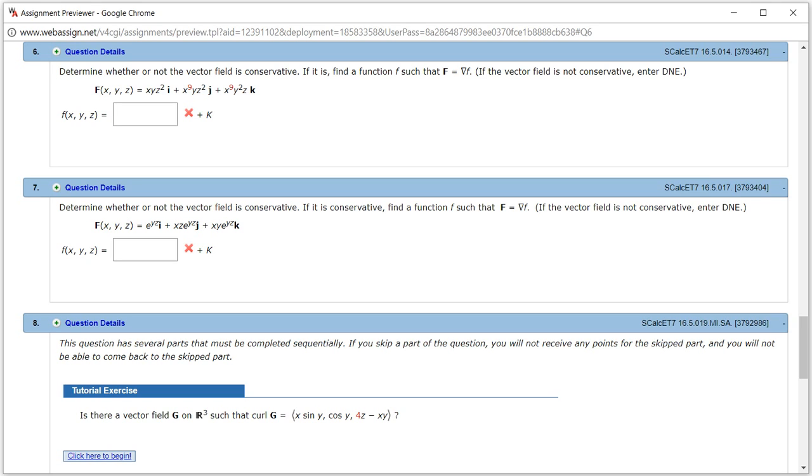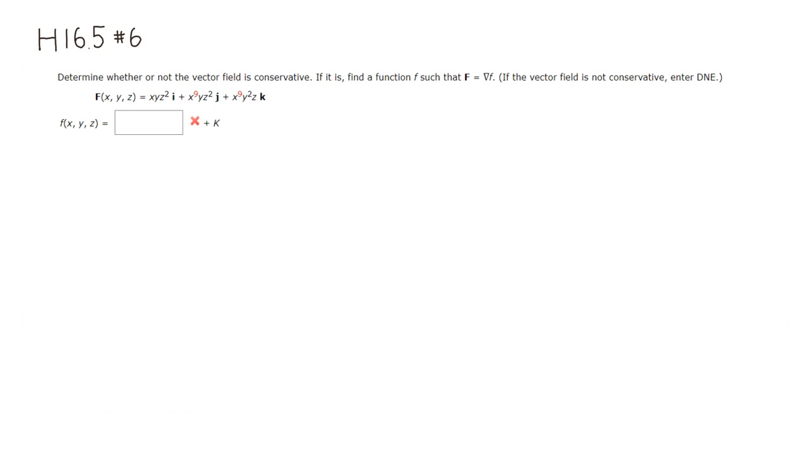All right, let's look at homework 16.5, problem number 6. Let's try to see if this vector field is conservative. To do that, we just have to look at the curl of it and see if it's equal to 0. So let's take the curl of this vector field F.